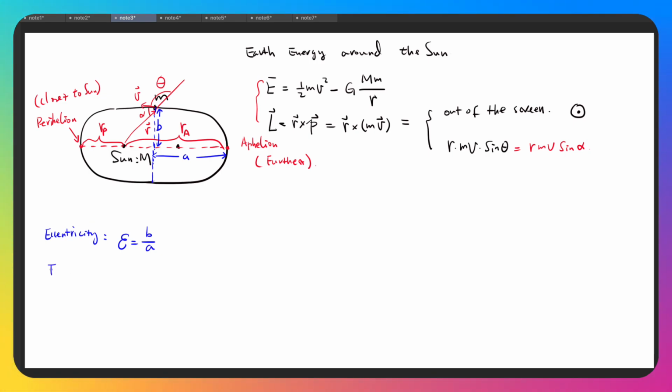And for a circle, since B equals A, we have eccentricity equals 1 from that definition. But in general, for an ellipse, this epsilon is less than 1, right? So less than 1 for an ellipse.